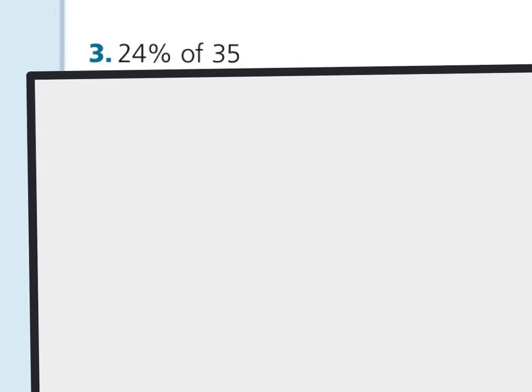Number 3, we're back to one like number 1. So we're just going to change the percent to a decimal. Of means multiply. And that would be 8 4/10.